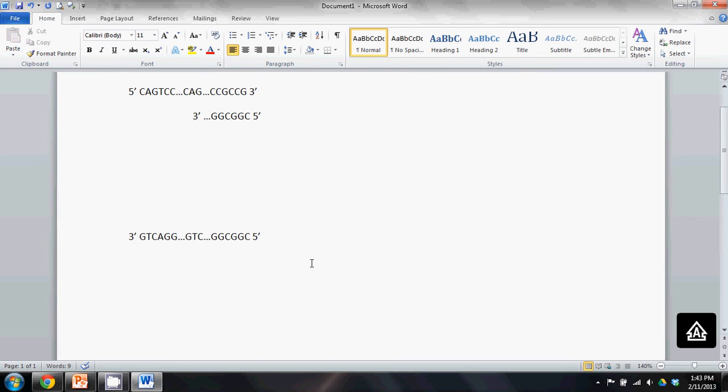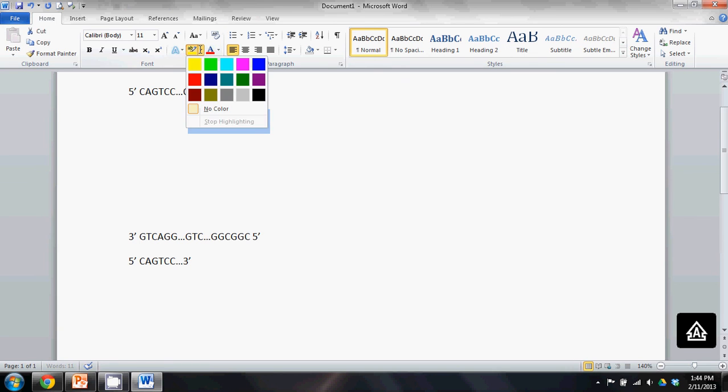The other primer would be, because the primer is going to be synthesized 5 prime to 3 prime, that's why for this it should be on this side. And then over here the primer would be C, A, G, T, C, C, dot dot dot. That would be the primer, 3 prime. So the two primers are this one and this one.